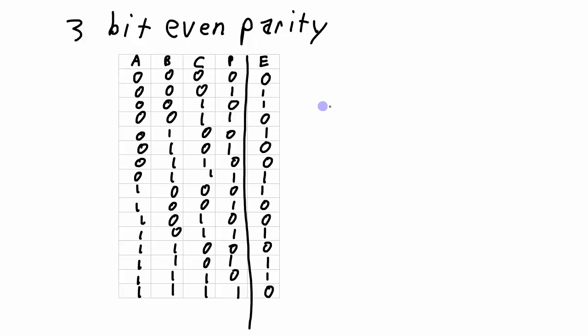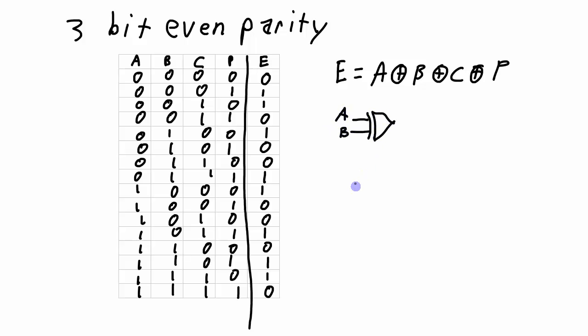Now, if I go through the process of making a Boolean algebra expression for E based on the inputs A, B, C, and P, I would find that the error bit is equal to A XOR B XOR C XOR P. And in fact, any parity checker is simply the XOR of all of the inputs. And this can be built by cascading two-input XOR gates together, like so.